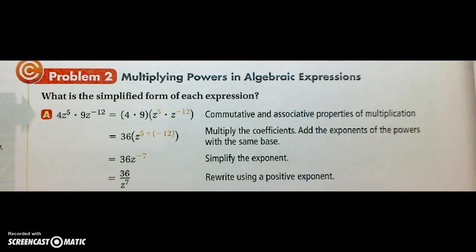Problem 2, multiplying powers in algebraic expressions. What is the simplified form of each expression? So here we have 4z to the 5th times 9z to the -12. So we can multiply 4 times 9, there's our 36, and then we have z, and our exponents are 5 plus -12. So on the z is what the exponent is going with, and it's -7. So that -7 only has to do with the z, so that's getting pushed to the bottom of the fraction bar line because it's a negative, and it stays z to the 7th.